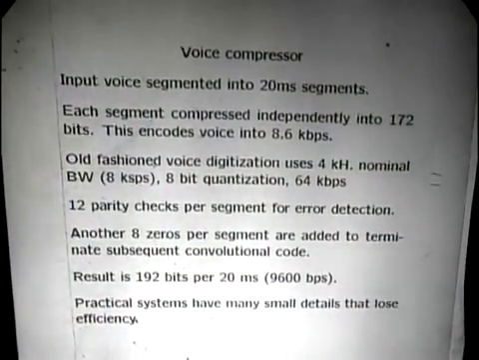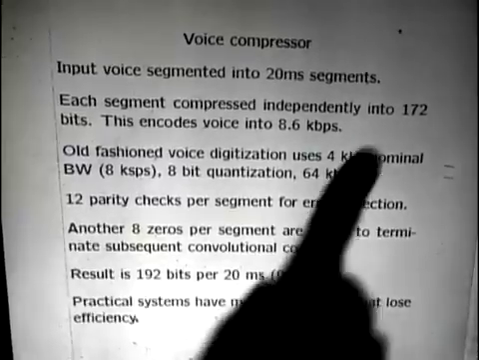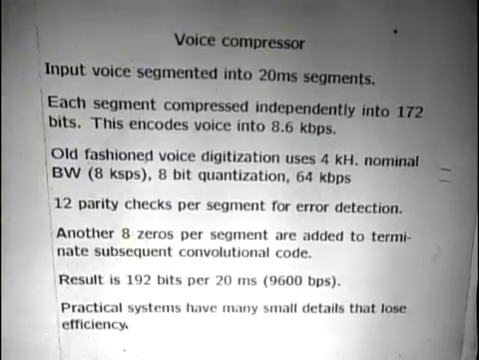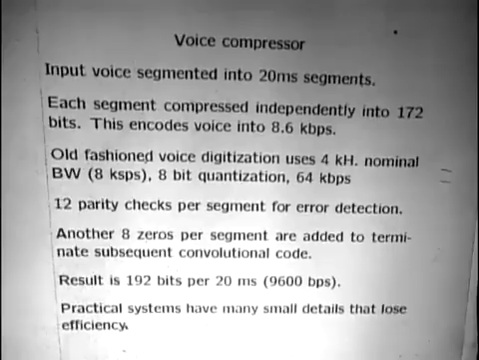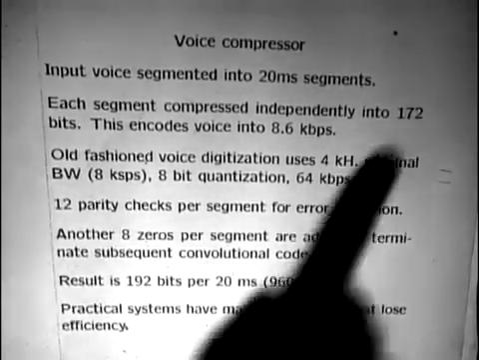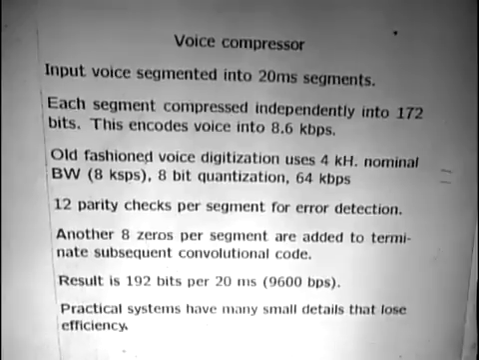There's 8 zeros per segment that are added to this 172 bits as something which is called a terminator for the convolutional code. I might say a little bit about that, but not much. So what we've done is to add 12 bits and 8 bits to this 172 bits.